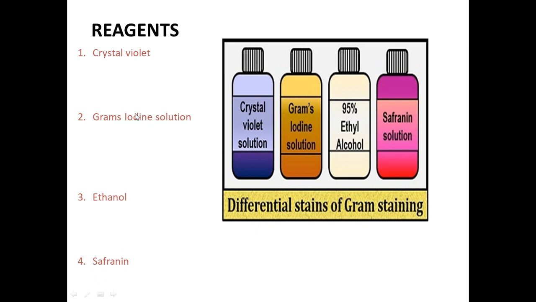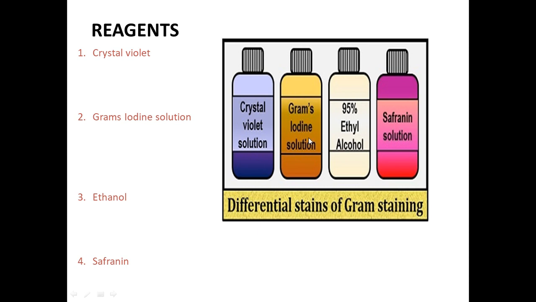Safranin. So these are the four main reagents which are needed in gram staining procedures. Now these are the reagents. Crystal violet, as shown here, is violet colored. Gram iodine is more of a yellowish or an orange colored solution.